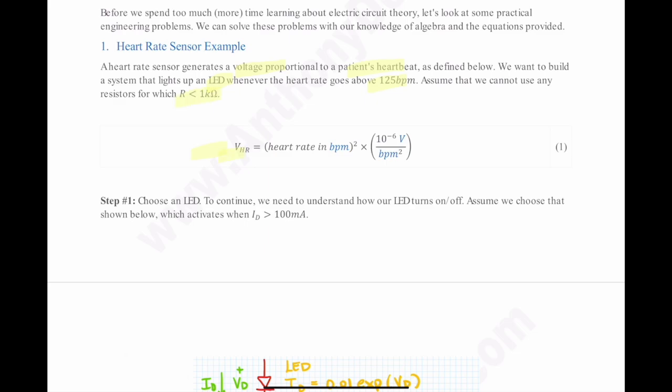And so our main equation looks like this right here. We see that the voltage generated, which is proportional to the heart rate, is equal to the heart rate in beats per minute squared times 10 to the negative 6 volts over beats per minute squared. Again, I just made this equation up. It could correspond to some real-life sensor, but we're taking this at face value.